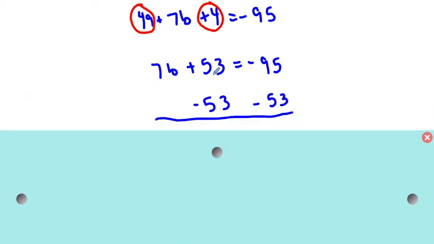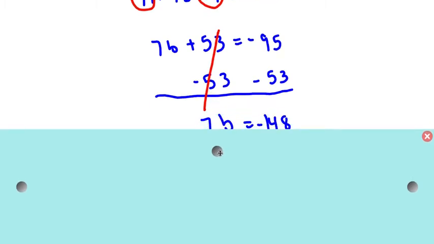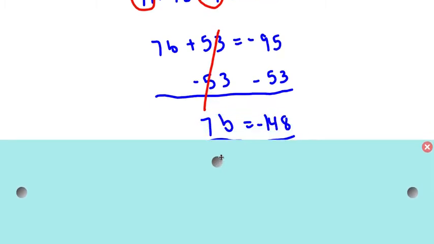53 minus 53 is 0, so they're gone. I'm left with 7b equals negative 148. And now when you plug this in your calculator, some of you are like, okay, I just did this and I ended up getting a decimal, so my answer's probably wrong. I need to figure out what I did wrong. It's not wrong, okay? Decimals are okay. We do end up getting decimals for our answers sometimes.